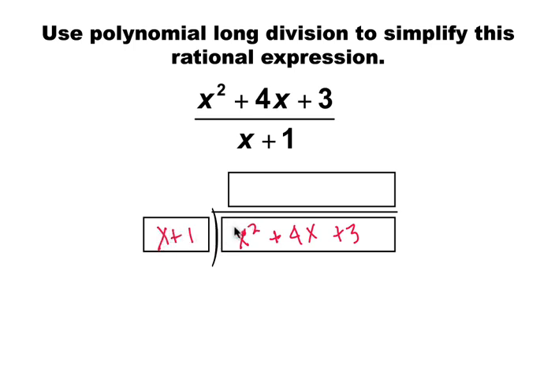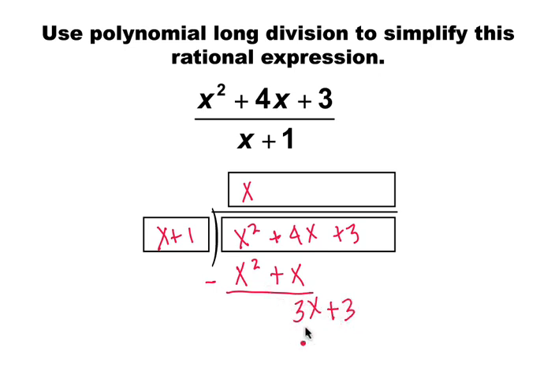To match this leading term, we multiply the divisor by x. So we get x times x plus 1 and write x squared plus x. And we subtract this product from the dividend, so the x squared terms drop off. 4x minus x equals 3x. And then we drop down this term.